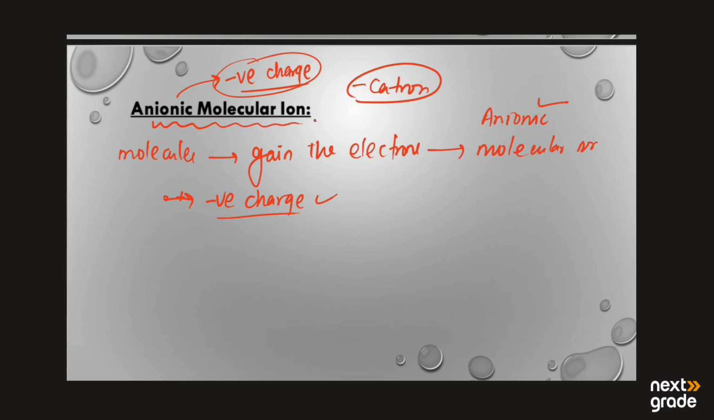Here we have examples of anionic molecular ions, like the cyanide ion, CN minus. This is an anionic molecular ion. Another example of an anionic molecular ion is sulfide. We have a lot of anionic molecular ions, but the percentage of cationic molecular ions is more as compared to the anionic molecular ions.